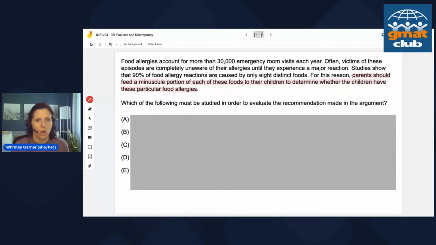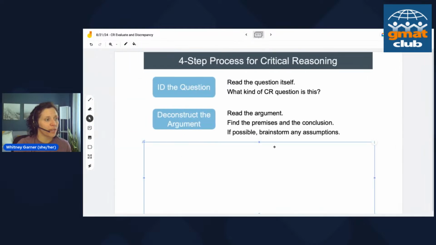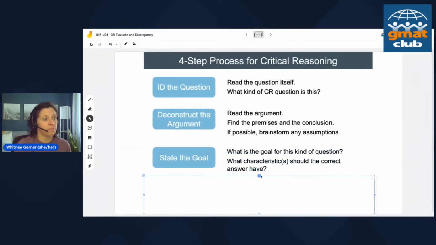So, what would I want to know more about? What would I need to study? Well, now we have our step 3. We've deconstructed. Maybe we have some ideas, maybe we don't. Our step 3 is to state the goal. So what is the goal for this kind of question? Well, it's an evaluate. And so I need to think of something that is information I'd want to know about that's really essential to the argument.